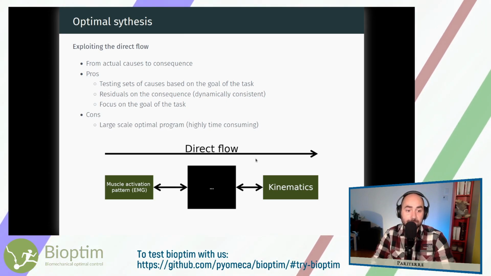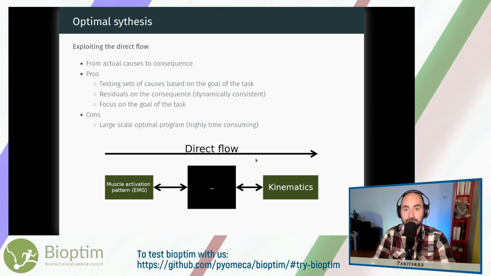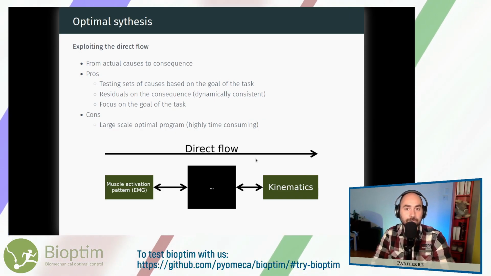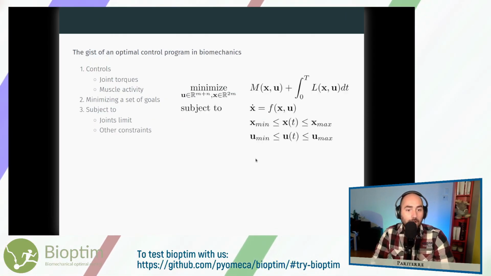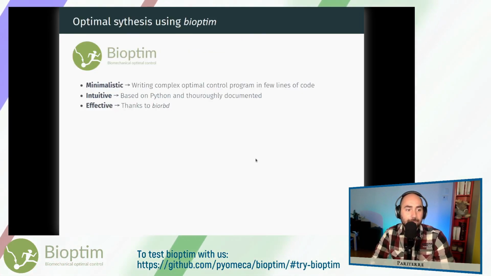The cons is mostly that it is highly time consuming, so it's really hard to formulate these problems so it doesn't take hours to solve. I'm gonna skip this part because we already talked about that. And so Bioptim is a minimalistic way of writing optimal control programs in a few lines of code. That's what we're going to see in the next 45 minutes.